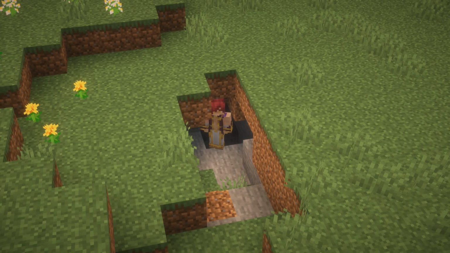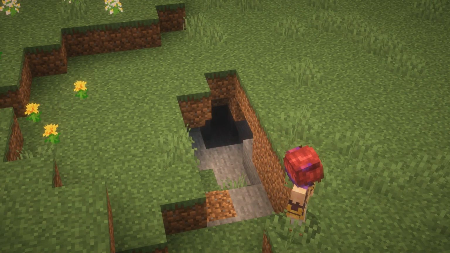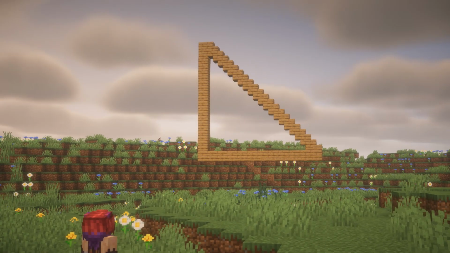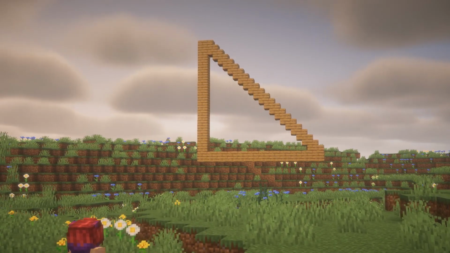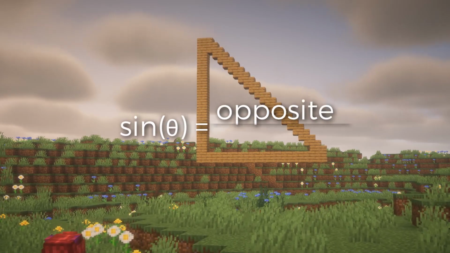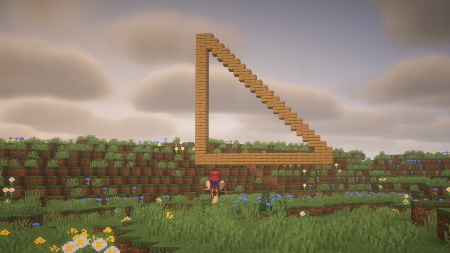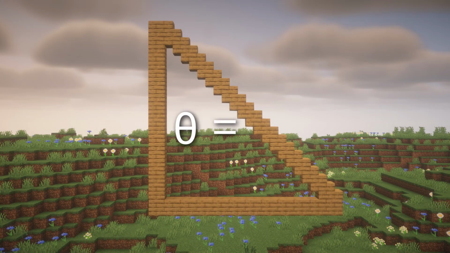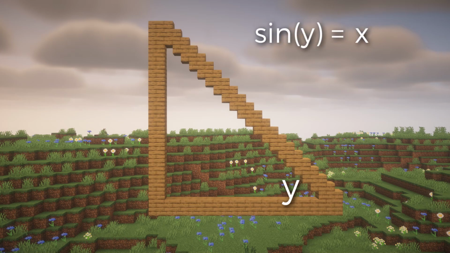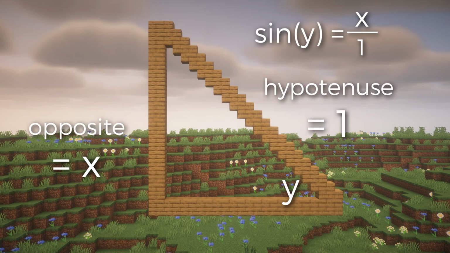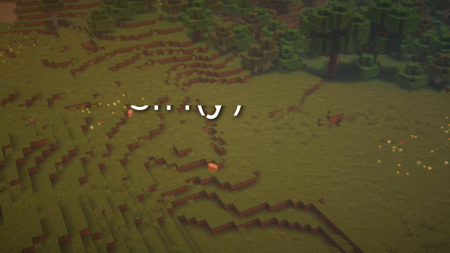Now at this very moment, I want to introduce the most important tool to help us with all these proofs: the right triangle. You might remember this from the SOHCAHTOA days, but sine theta equals opposite over hypotenuse. And these are the elements we're going to label on the right triangle here. So we know what theta is, it's y, so the y goes here. Now since sine y equals x, we can technically say that x equals x over 1. So then the opposite in this case is x, and the hypotenuse is 1.